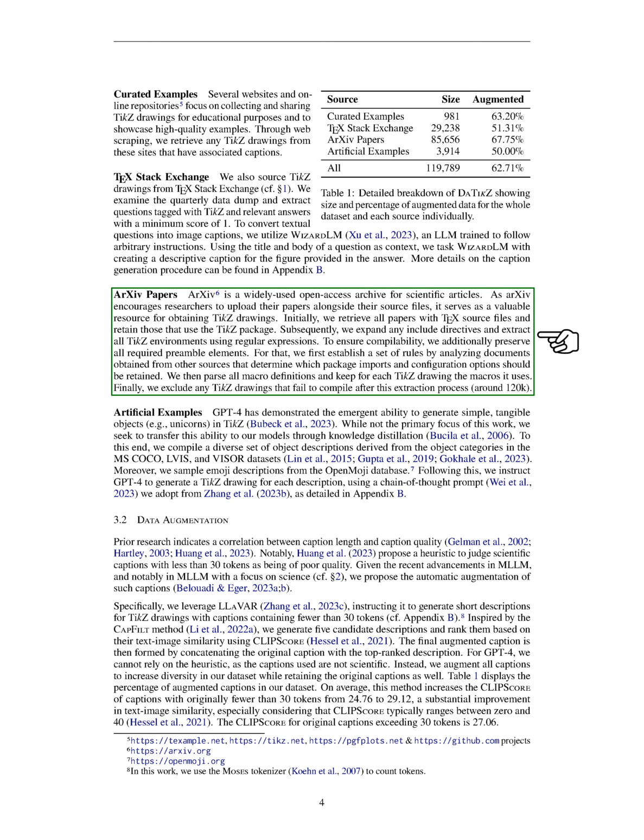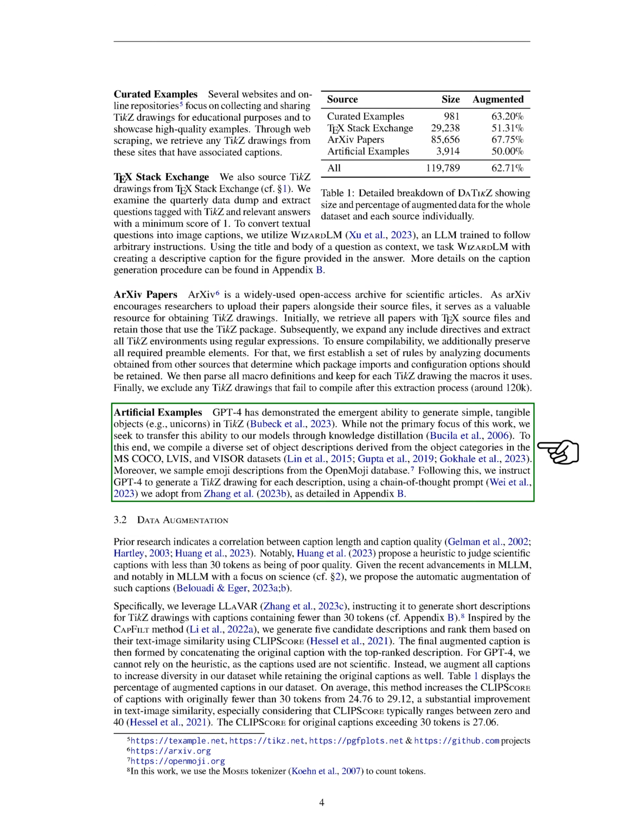We retrieved all papers with source files and retained those that used a specific package. We then extracted all environments using regular expressions and preserved all required preamble elements. We also parsed all macro definitions and kept the macros used for each drawing. Drawings that failed to compile after this extraction process were excluded. We also used artificial examples, instructing a language model to generate a drawing for each description. This was done using a chain of thought prompt.